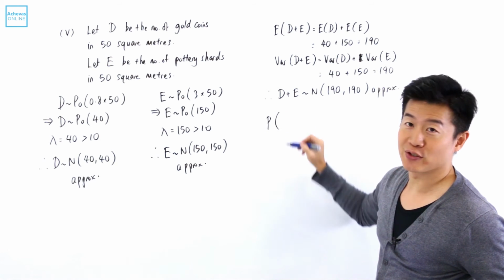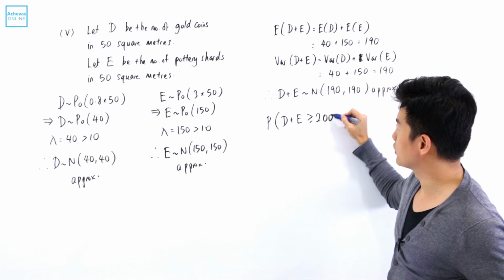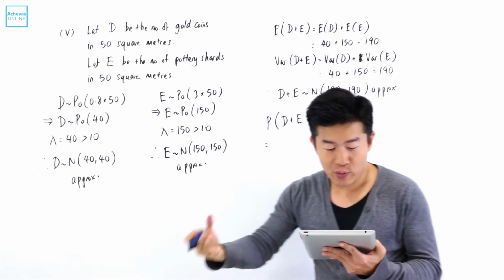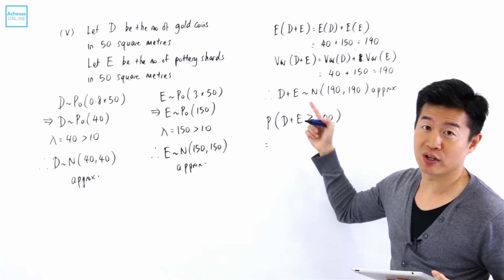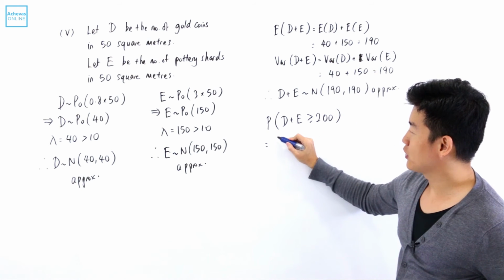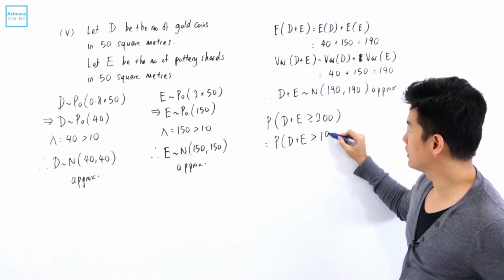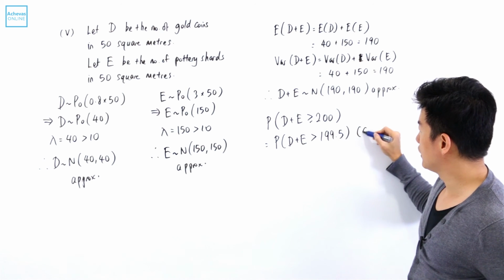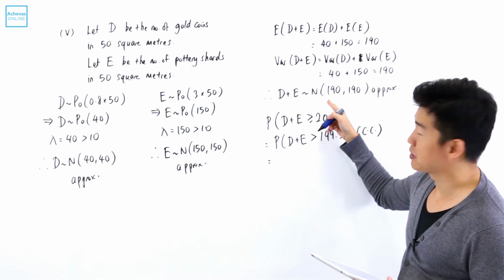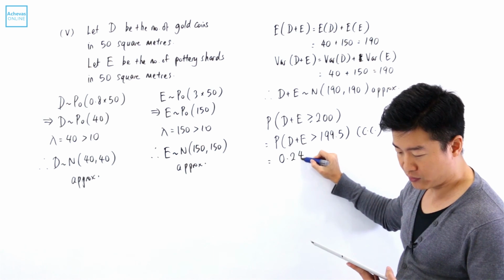What the question wants is for us to find the probability that this total is at least 200. But what we know is that D and E started off as discrete random variables, and we are trying to approximate the distribution into a continuous random variable. That is why we need to apply the continuity correction. So applying it here, D plus E will be bigger than 199.5. This is carrying out a continuity correction, and pressing this into my graphing calculator by making use of the normal distribution, this is equal to 0.245.